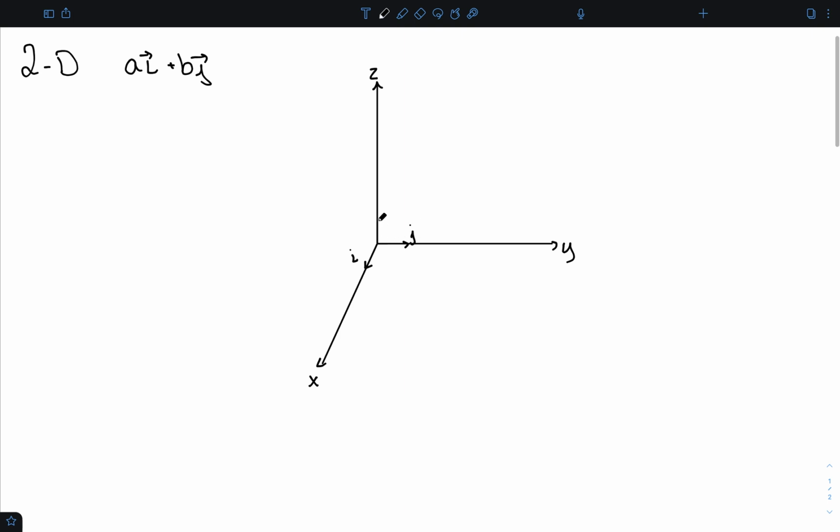To correspond with that, I need a unit vector along z, and I'm going to call this k. So in three dimensions, our vectors are of the form a times i plus b times j plus c times k. To start with, I want to look at taking the cross product of just these vectors, these i, j, k.